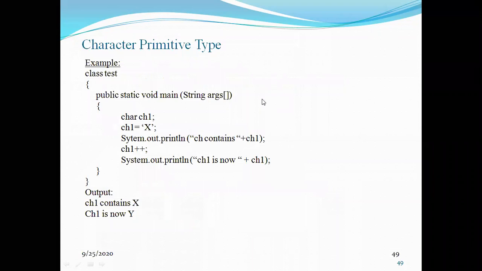Another example for representing the character type. Here the character x is assigned to the variable ch1 and printed here. First the x value is printed here. Then I'm using the increment operator, ch1++, meaning I'm going to increment the x value, so next y is printed here. The next character is printed here. So is this pre-increment or post-increment? You have two types of increment, pre-increment and post-increment. Yes, this is a post-increment.